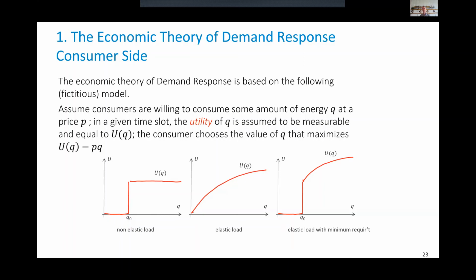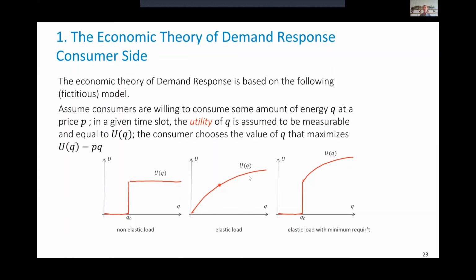I need lights in my house. So, if I have only one light bulb and I need it, then the utility is essentially saying, if I don't get this amount, the utility is zero. If I get this amount, then the utility is whatever I value the fact that it works. So this U is probably very large. It means if it doesn't work, I feel a very large penalty. That's the utility function for what we call a non-elastic load.